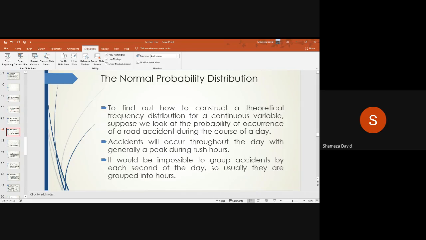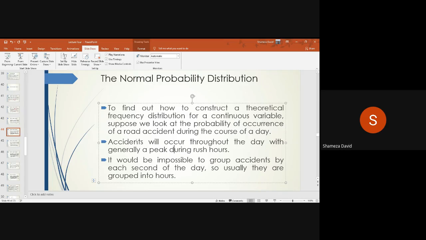very useful. So we introduced the concept of the normal probability distribution. This is the most commonly used probability distribution for continuous random variables. And so, to introduce this concept, let's say we look at the probability of occurrence of a road accident during the course of a day.